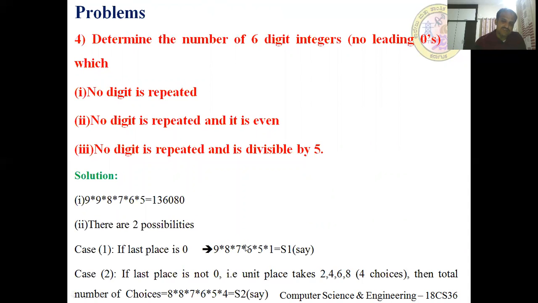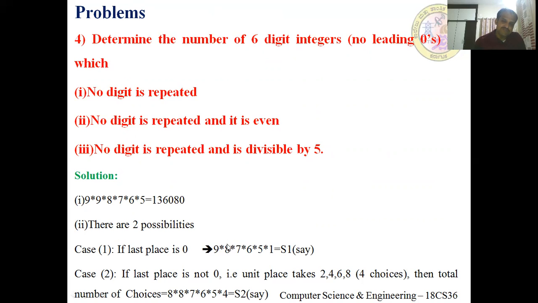If the unit place is 0, selecting the unit place as 0 can be done in one way. Since 0 is fixed here, and we need to form the 6-digit number, we need to fill the 6 positions. The first position can be filled in 9 different ways, excluding 0, because the 0 is fixed here. 0 can be placed in how many ways? One way in the unit place. Having filled 0 here, the remaining 9 digits can be placed in 9 ways.